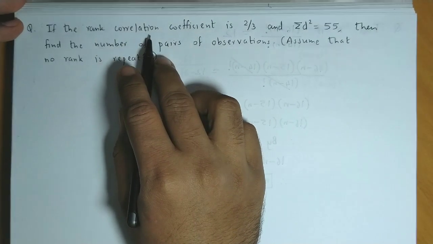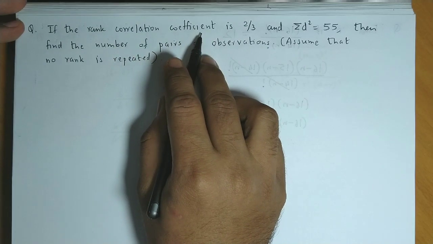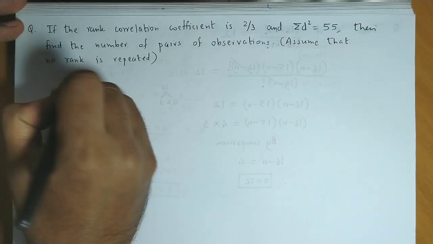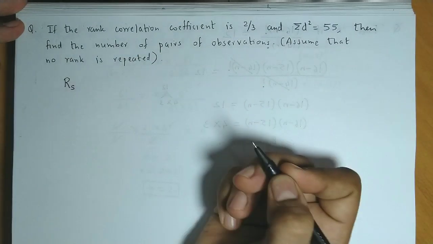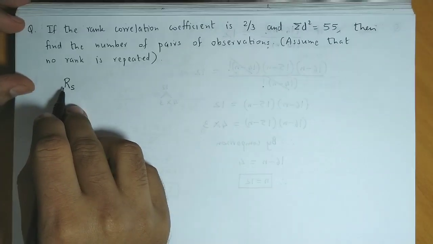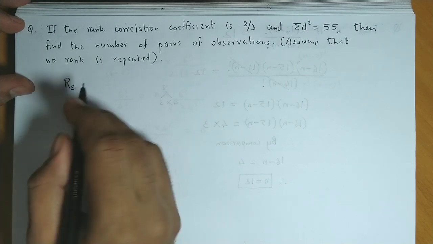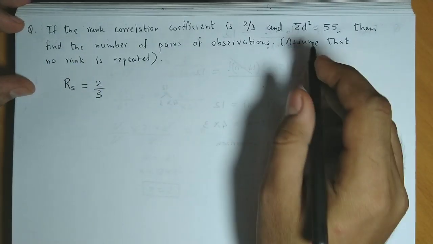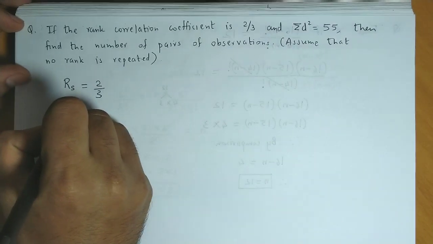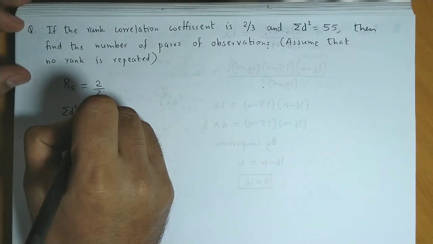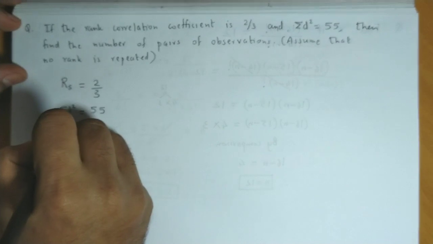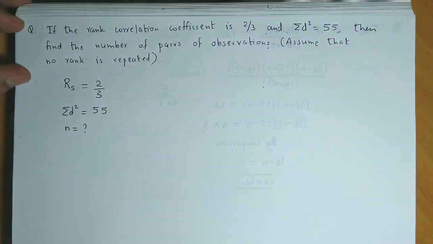So here the value of the rank correlation coefficient is 2 by 3. Usually we denote rank correlation coefficient by RS, capital R and S for Spearman's. So RS value is 2 by 3 and summation d square is equal to 55. We have to obtain the number of pairs of observations, that is the value for n.